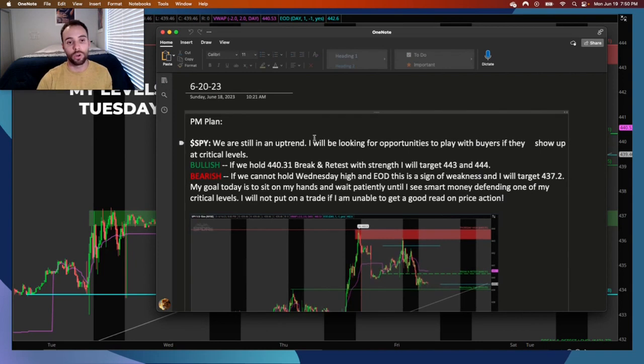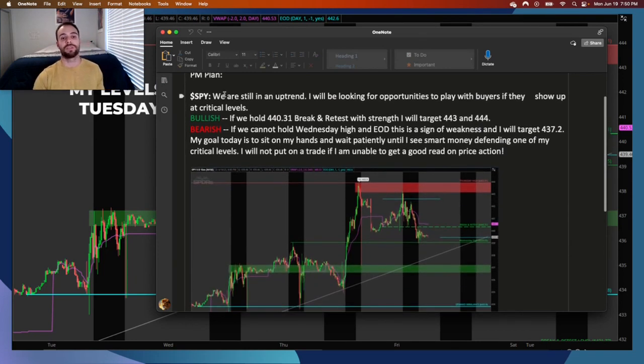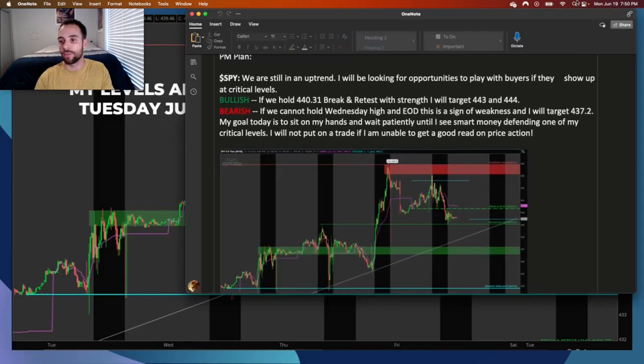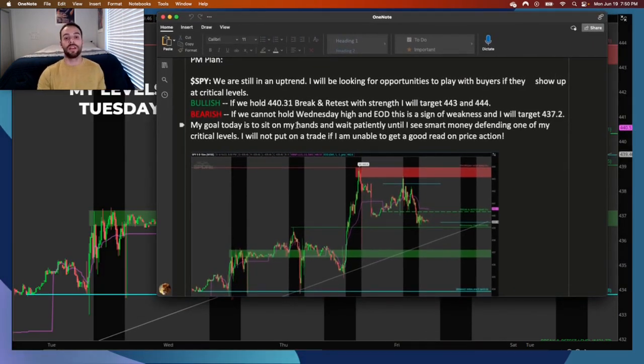6:20, that is tomorrow morning. My pre-market plan for the S&P 500. We are still in an uptrend. I will be looking for opportunities to play with buyers if they show up at critical levels. My bullish plan, if we hold 440, break and retest with strength, I will target 443 and 444. My bearish plan, if we cannot hold Wednesday's highs and end of day, this is a sign of weakness, and I will target 437.20.